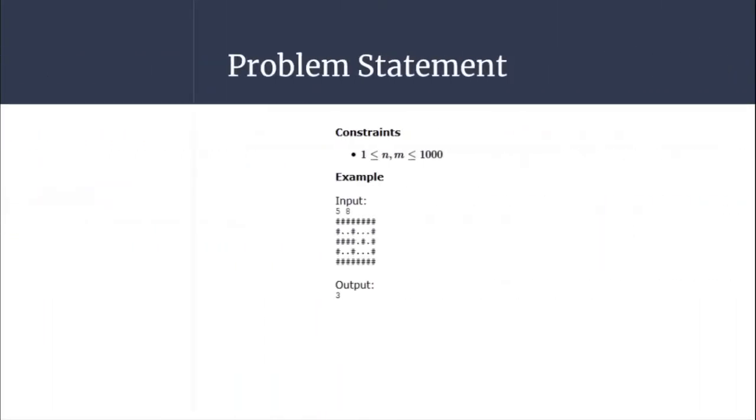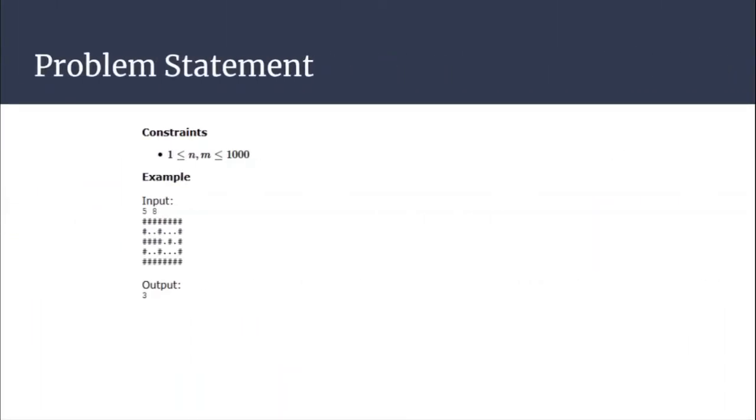Problem may be difficult to understand. Let's understand it with an example. So this is an example. First of all, let's see the constraint. n and m can be as large as 10 power 3. Now this represents one configuration and we see the number of rooms are 3.